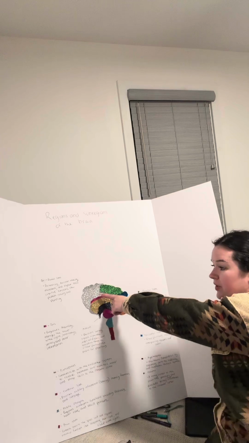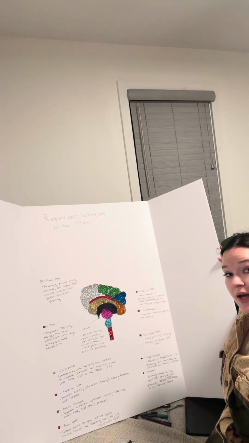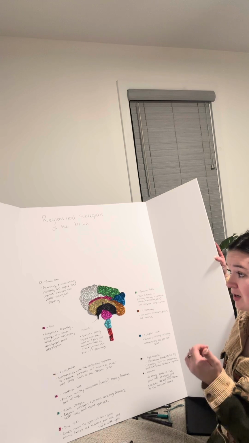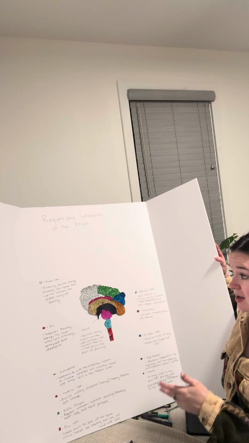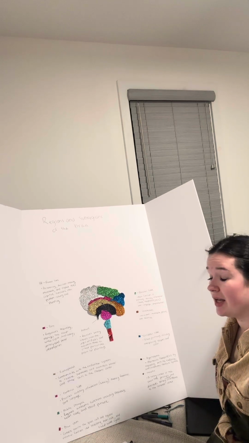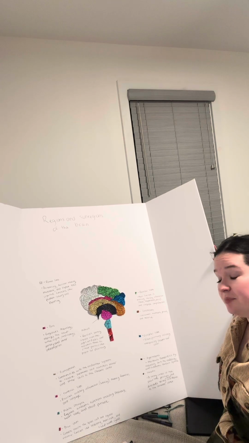Here in the silver, we have the frontal lobe. So that lobe is the personality center. It also involves decision making, movement, and higher level cognitive functions like problem solving and planning.